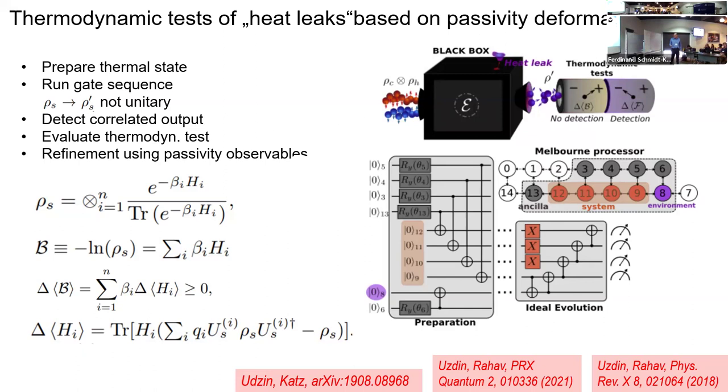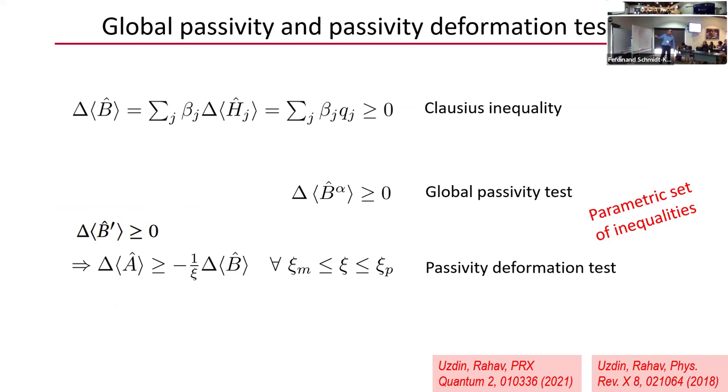Now the beauty of this framework that has been formed by Rahm, and you can read our details in these two papers, is that you have sharper tests as compared to the second law. The Clausius inequality, the second law inequality, gives you some test, but the global passivity test, where you have a parameter L alpha, is sharper. We find this is a sharper test. And the passivity deformation test is an even sharper test. I illustrate this now on the examples.